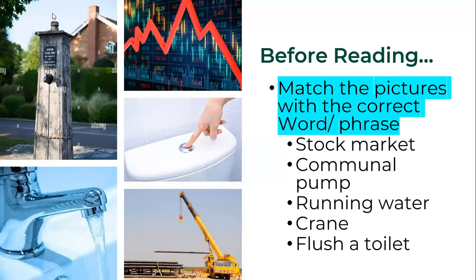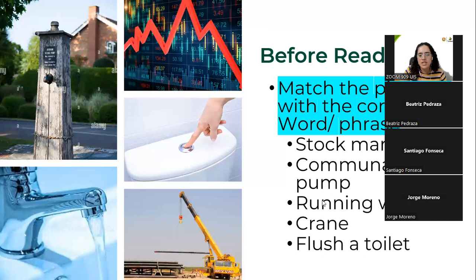All right, let's check the meaning. So for the first picture, which one is the correct word or phrase? Communal pump. Yes, this is the communal pump for the water. In before times, people used to get the water from only one pump, so the communal pump. Then we have the second picture over here. Stock market. Yes, this is about the stock market. Very good. Then we have picture 3.